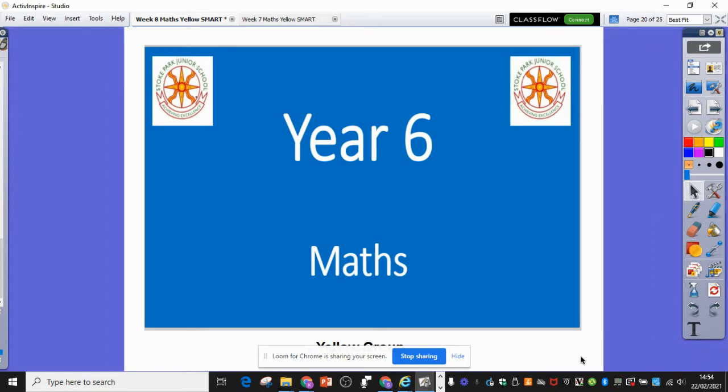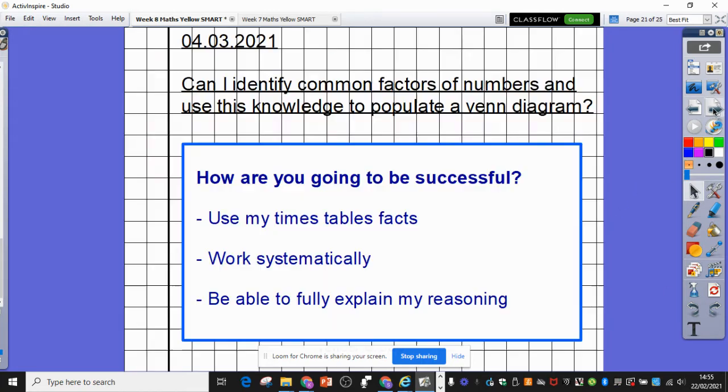Hello, Yellow Group. As you're in today's lesson, I'm assuming that you have done your arithmetic practice and marked it and gone back and purple penned any that you got incorrect. So today is Thursday, and it is Thursday the 4th of March.